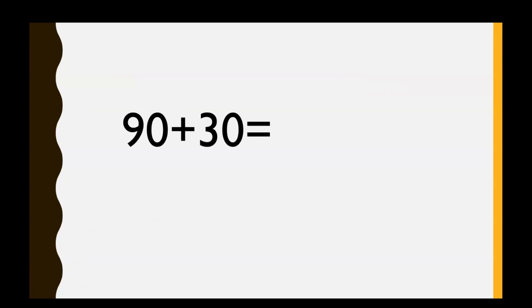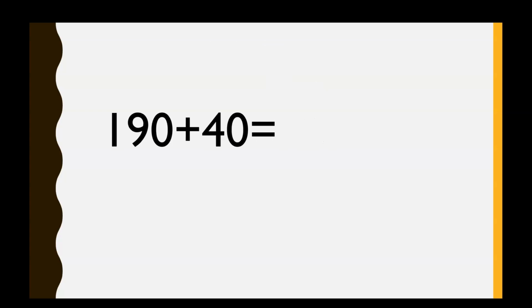Okay, let's do some quick mental math here. If we take 90 plus 30, we are just going to take the 9 tens plus the 3 tens equals 12 tens or 120. Try this one on your own. 190 plus 40, or you could say 19 tens plus 4 tens equals what? You say 23 tens or 230?